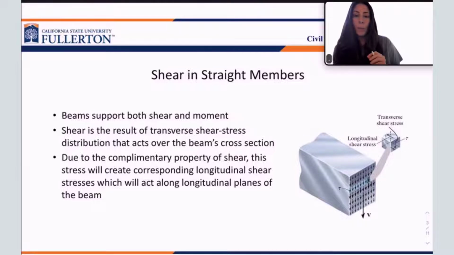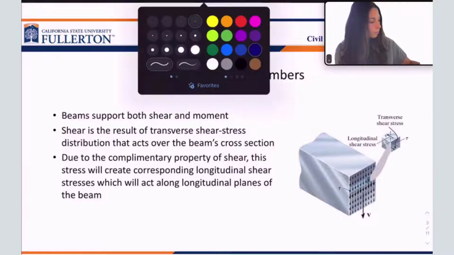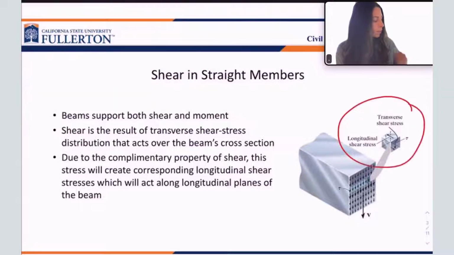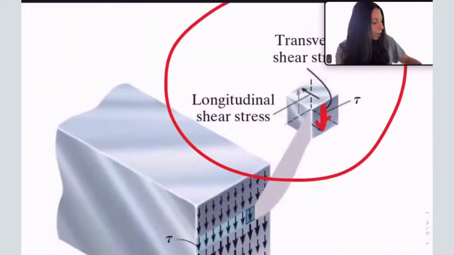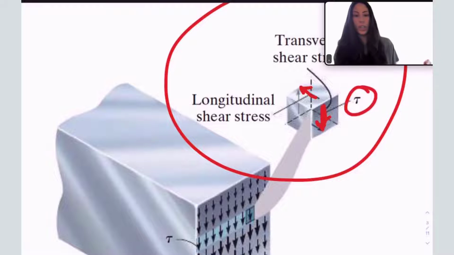Now, due to the complementary property of shear, this stress will create corresponding longitudinal shear stresses, which will act along the longitudinal planes of the beam. Here we have this element. We're zooming in on this element, and you can see we have transverse shear in this direction on the face of the element, and we also have this longitudinal shear that occurs along the longitudinal axis of the element. This here represents tau, the shear stress.